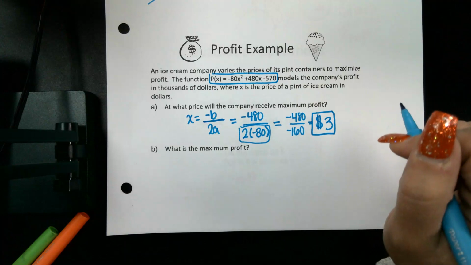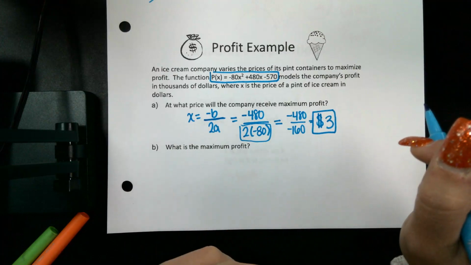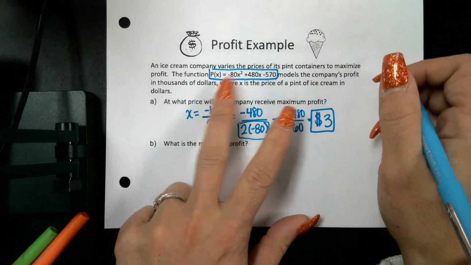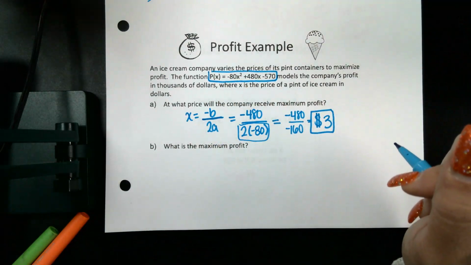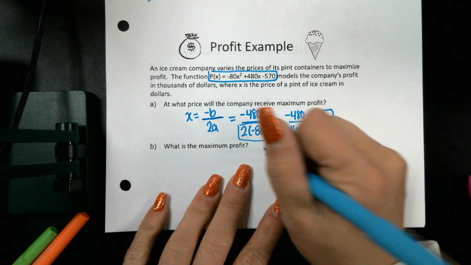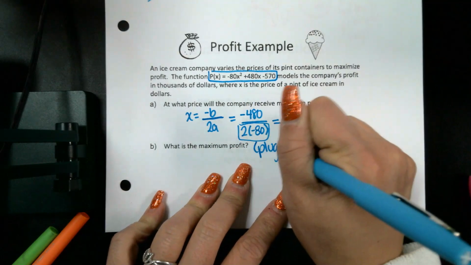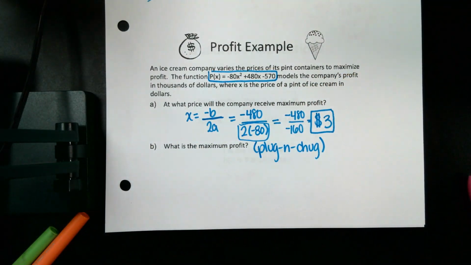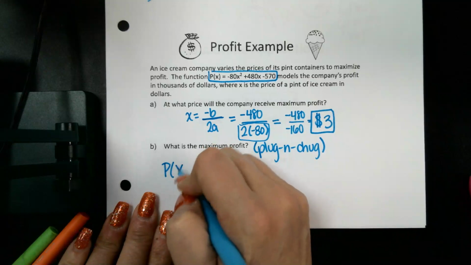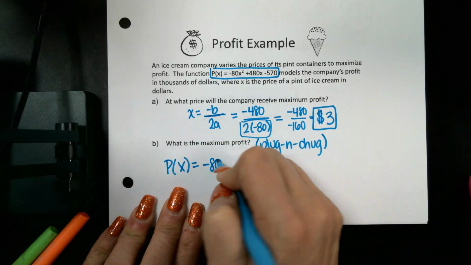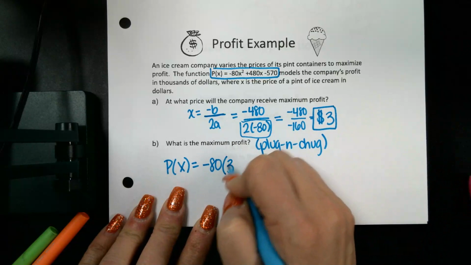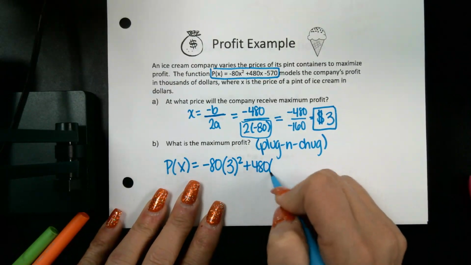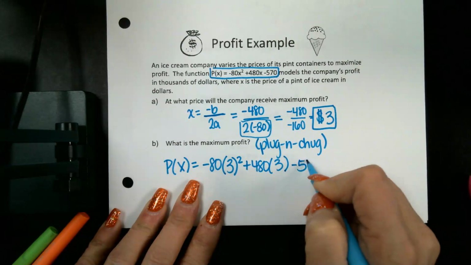Okay. Now, if they want the max profit, aren't they telling us to solve for P now? They're telling us solve for P, and we know what X is, so isn't that just plug and chug? Plug and chug. We know X. They want us to find P. So we are going to take negative 80. We're going to plug in the 3 for X squared. Plus 480 times 3 minus 570.